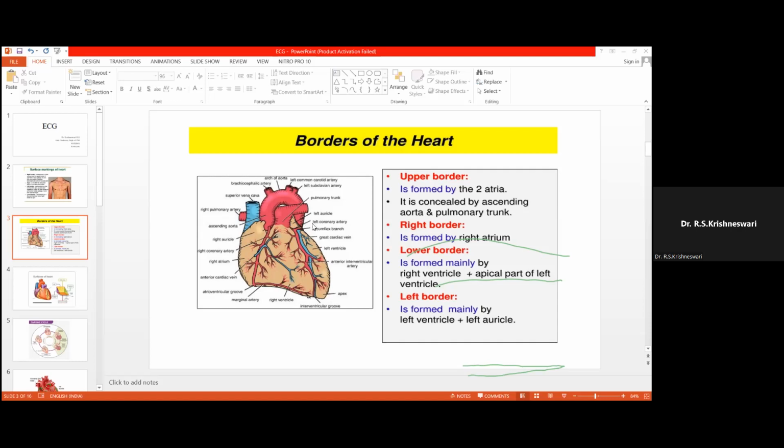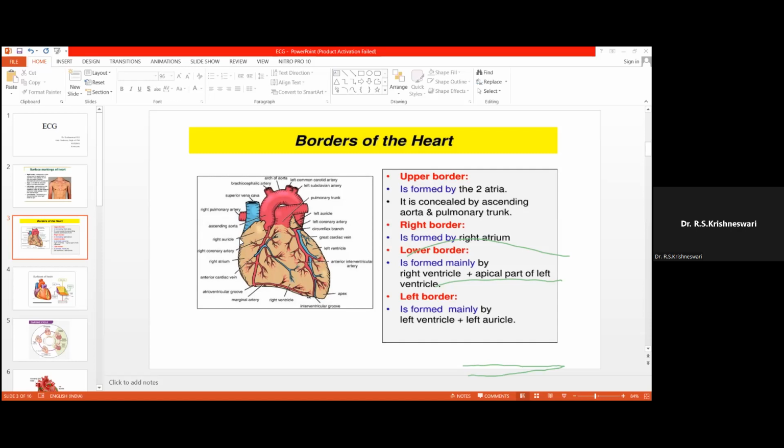The upper border is very important because when dealing with the ECG, we will say that this lead will be seeing the lateral border of the heart, and this lead will be seeing the inferior border of the heart. So in order to interpret the changes, it is very important to understand all these things. The upper border is formed by the right atrium, the left atrium behind, and also the aorta and the pulmonary trunk.